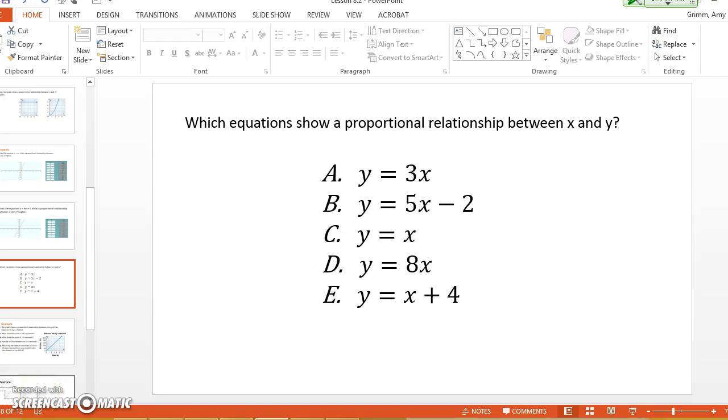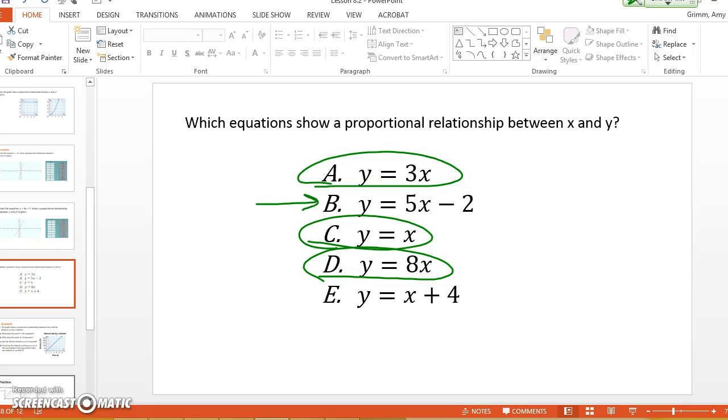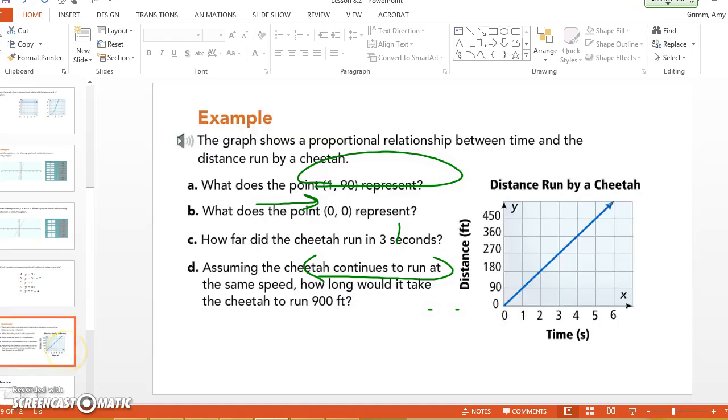All right, tell me one of these that has a proportional relationship. James? Y equals 3x. Yep, A would definitely be one. Y equals 8x. Yes, that would be one. Rachel? And C. Okay, why is B not? Because it has a minus 2. Why is E not? Because it has a plus 4. How come y equals x? Because there's nothing being added or subtracted to it. And y equals x would be like you make $1 an hour. Okay? Now, let's look at if you can read a graph.